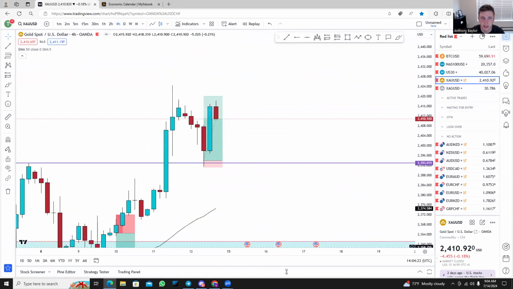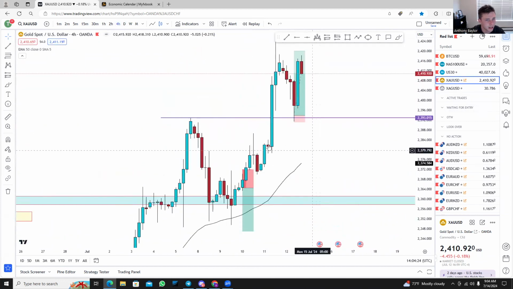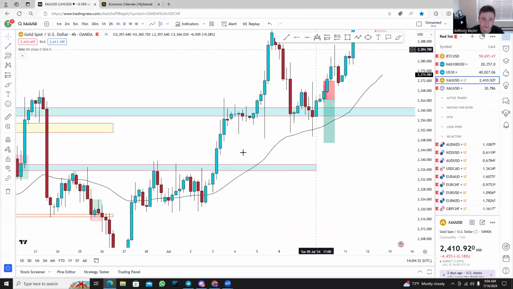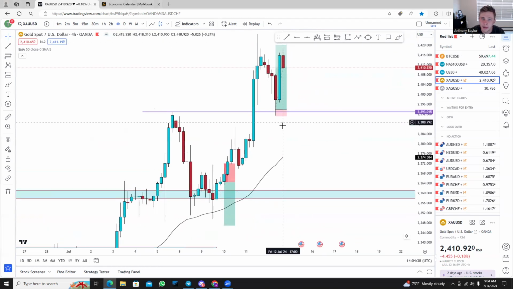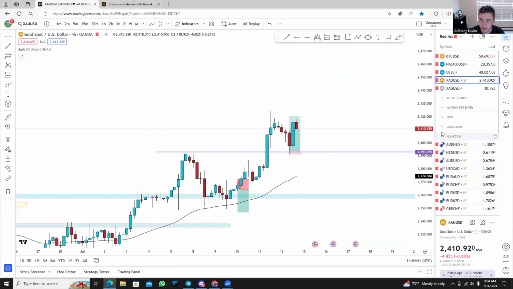Here's a play that I played out, and the reason why I caught this, it's just very high risk. I took it off this equal high. I saw that rejection. It's just like a rinse and repeat kind of thing, you know? Yeah, so that's pretty self-explanatory.